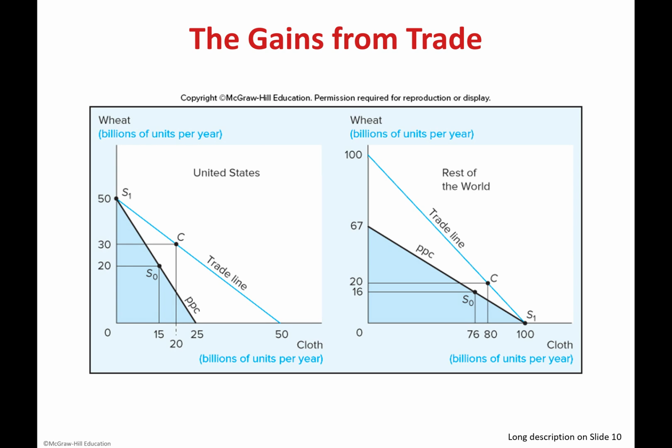So on the left-hand diagram, the gains from trade, in this case for the US, would be 10 billion units of wheat and 5 billion units of cloth. For the rest of the world, it's 4 billion units of wheat and 4 billion units of cloth. Nevertheless, notice that both entities are better off.